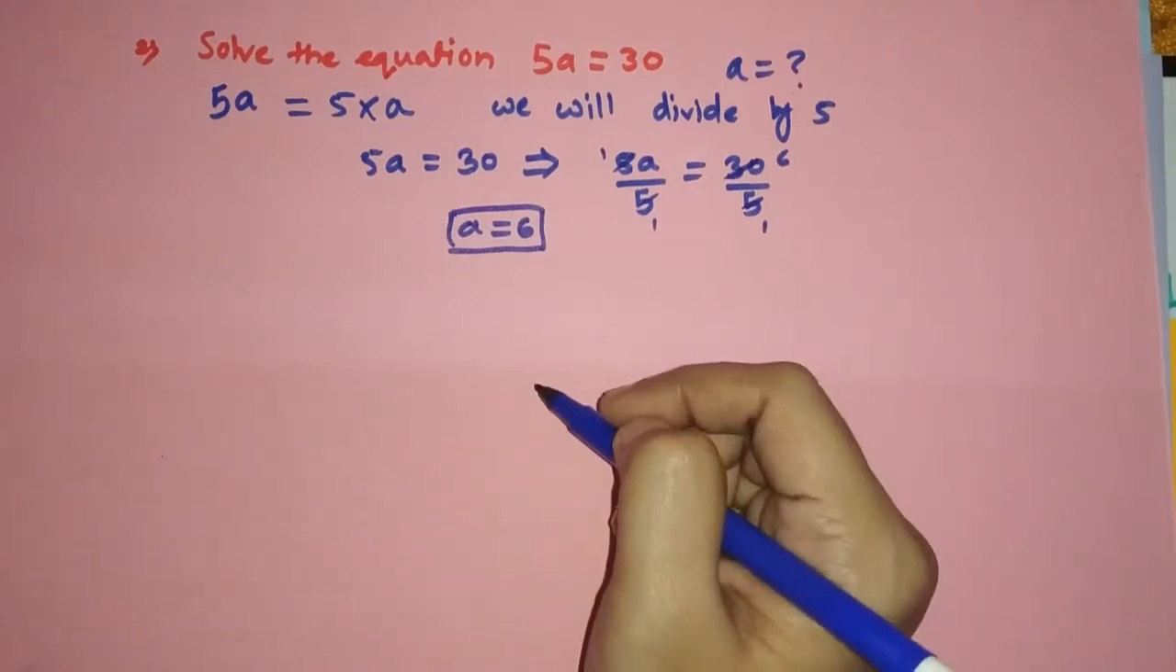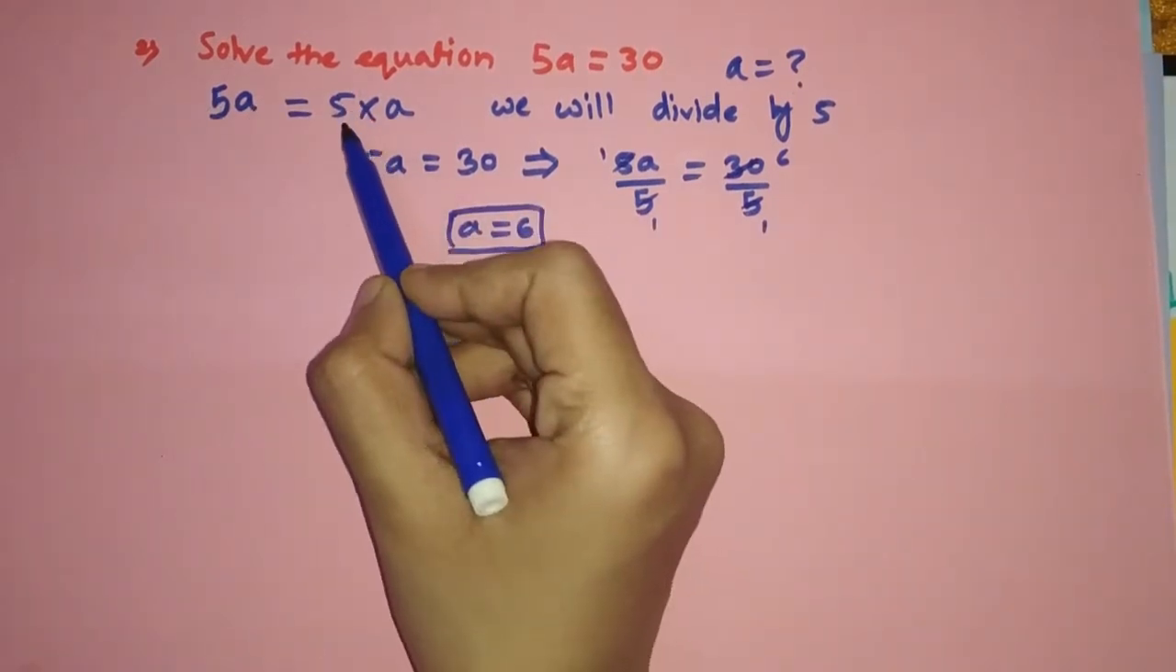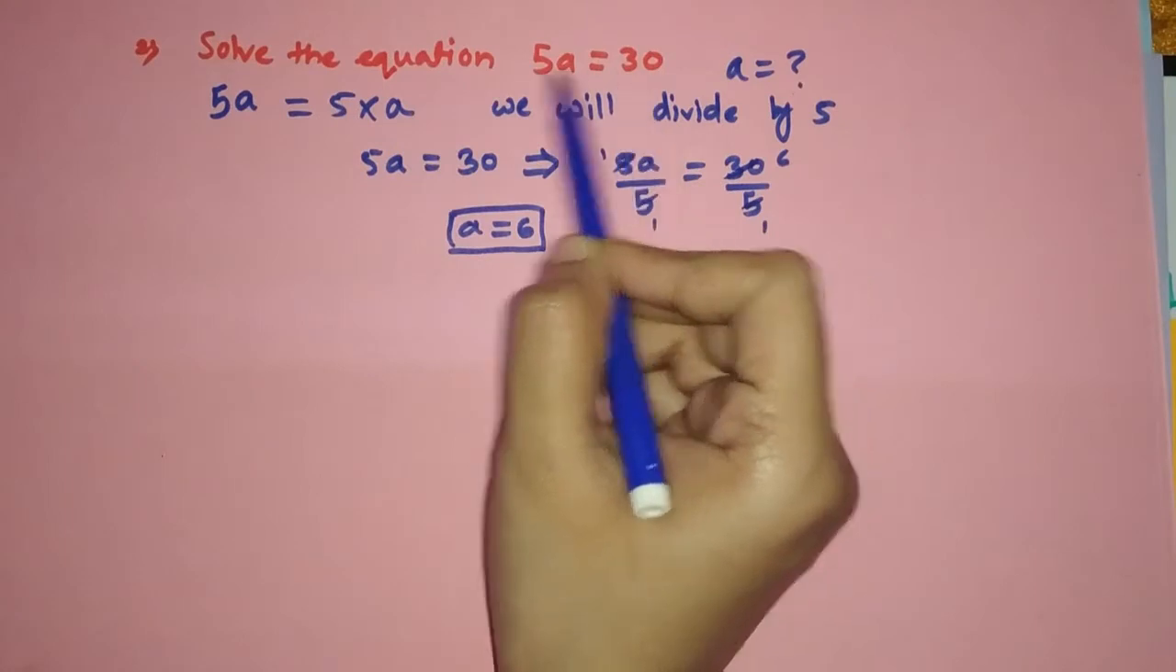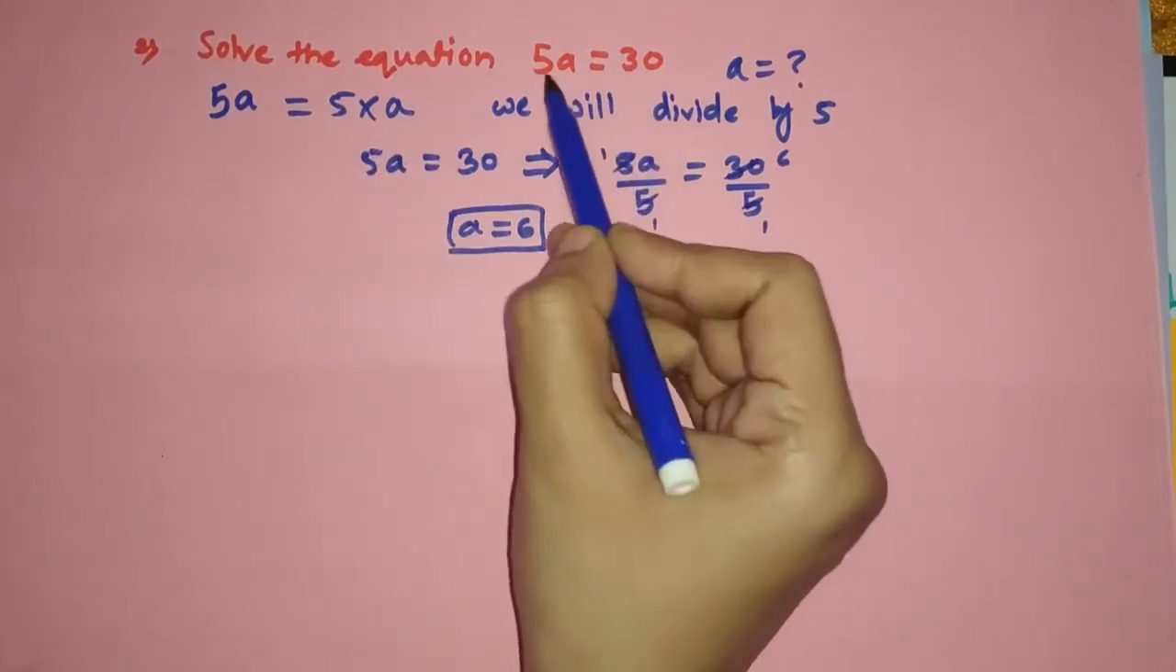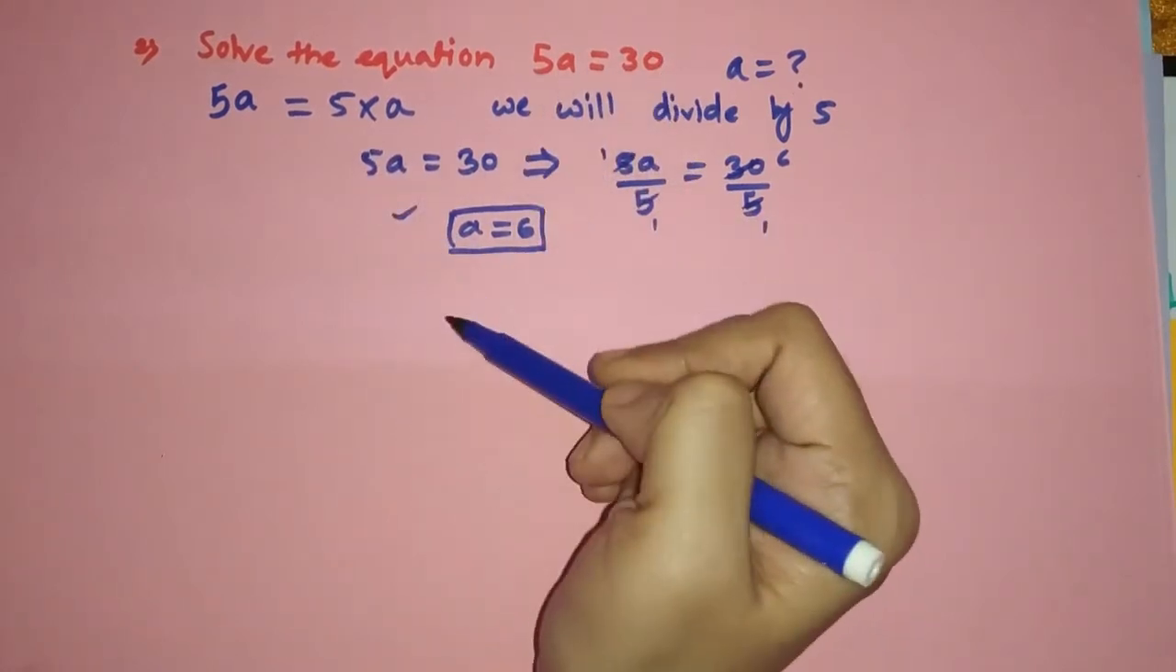If you want to check it, you can check orally. 5 multiplied by something gives you 30, and that something is what? 6. That is, 5 sixes are 30. That means our answer is correct.